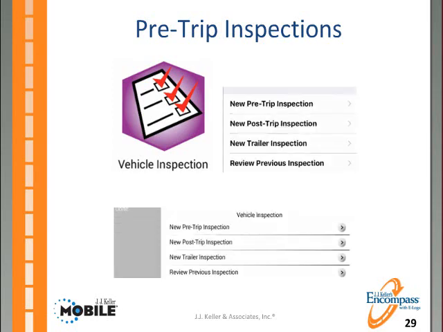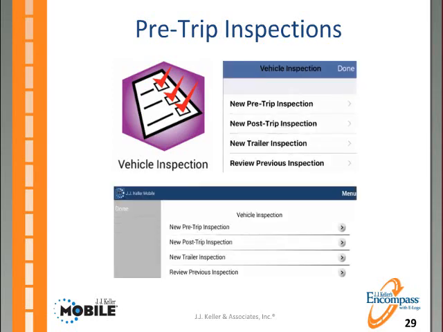Now for the vehicle inspection icon, there's going to be 4 options to choose from within this inspection screen. You're going to choose pre-trip or post-trip for powered units, or new trailer inspection for a towed unit. Now for these trailer inspections, you're going to need to make sure you're accurately entering in the trailer number. If the number you enter in does not match the trailer number entered into Encompass, you're going to receive a missing info alert.